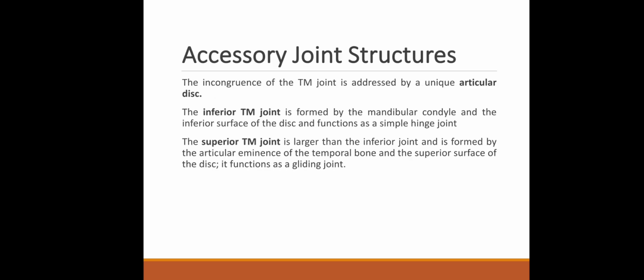The accessory joint structure: the articulation of the temporomandibular joint is addressed by the unique articular disc. The inferior temporomandibular joint is formed by the mandibular condyle and the inferior surface of the disc, and functions as a simple hinge joint. The superior temporomandibular joint, which is larger than the inferior joint, is formed by the articular surface of the temporal bone and the superior surface of the disc. Its function is as a gliding joint.